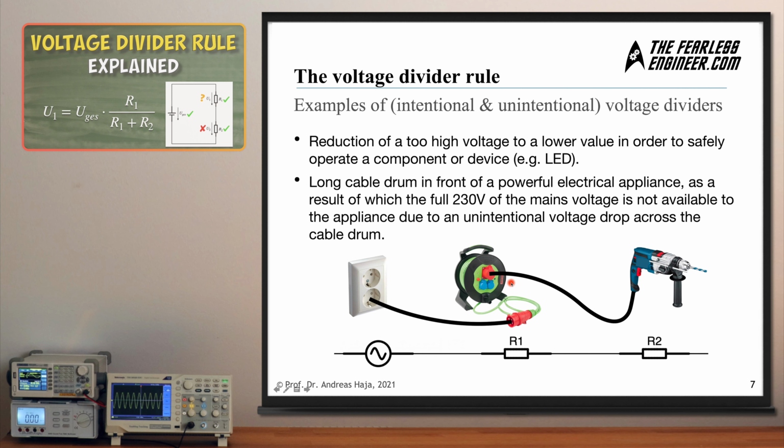And this is why the cable drum with R1 and the drill with R2 are going to act basically as a voltage divider, which means that depending on the size of the resistance value of this cable drum, the full voltage from the wall socket will not be available for the power drill, which takes away some of its power, so to speak. And this is a good example for an unintentional voltage divider.